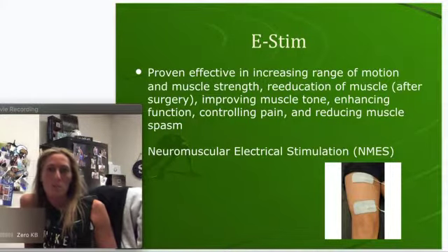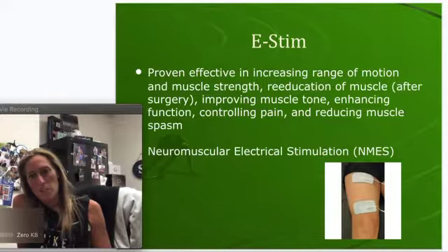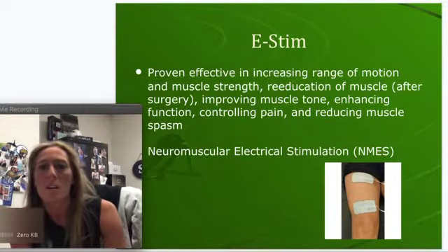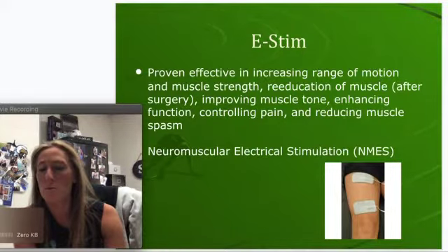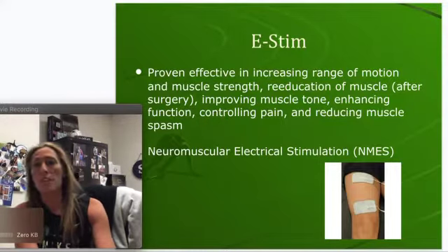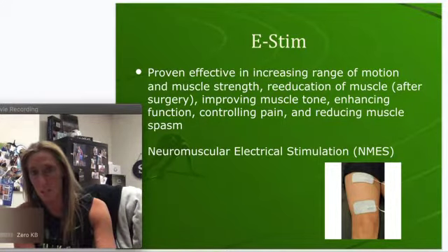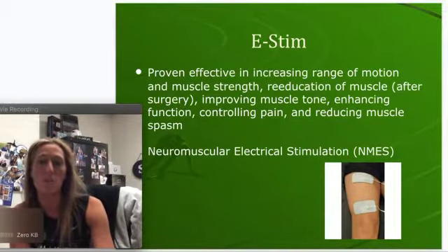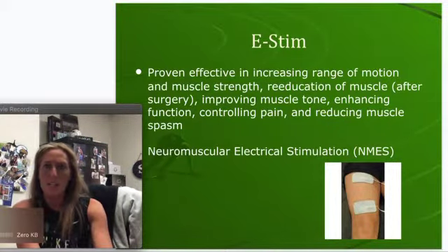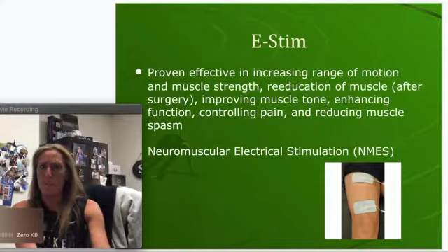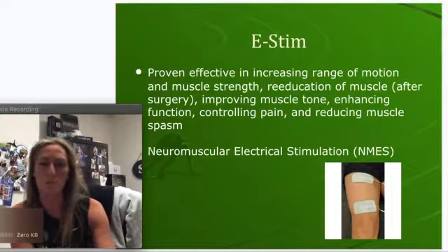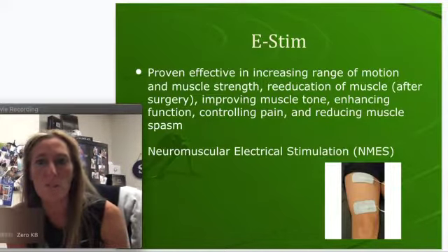One of the most common is the Russian electrical stimulation, so I'll talk about that in just a minute when we do the NMES. It's proven effective in increasing range of motion, muscle strength, and re-education of muscle after surgery, and I'm going to talk about that in a minute. It also improves muscle tone, enhances function, controls pain, and reduces muscle spasm. I don't know that the pain control has been as strongly proven as the others in more recent research.